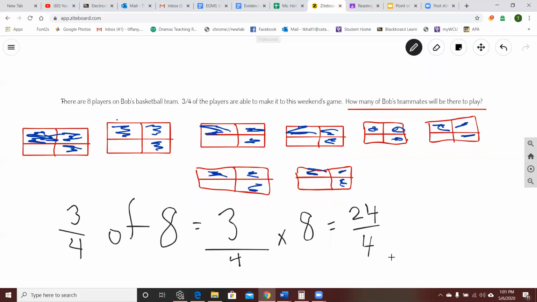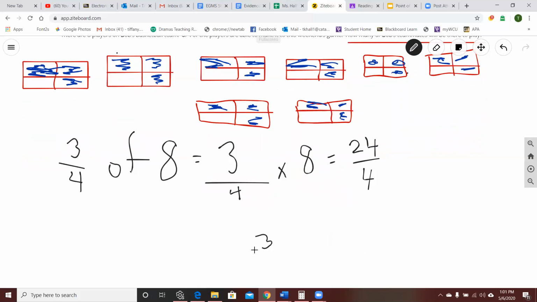Now let's check it with the traditional way to multiply. 3/4 times 8, which would be 8 over 1. 3 times 8 is 24. And 4 times 1 is 4. So, yep, we did it correctly. Now, 24 over 4, you're looking for your wholes. Well, you can just say 24 divided by 4, and that gives you 6.